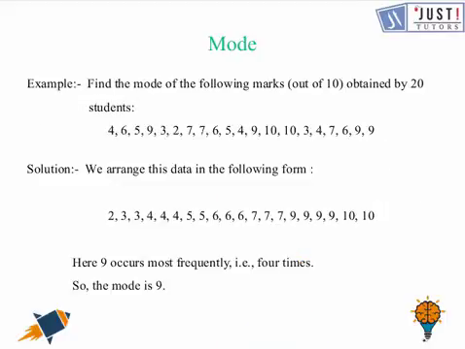Let's look at one example where we will have a mode. We are given certain observations of 20 students. First we arrange them in order. You can arrange them in ascending or descending order, and then you see which number is occurring the most number of times. Here 9 occurs most frequently, that is 4 times, so the mode is 9.